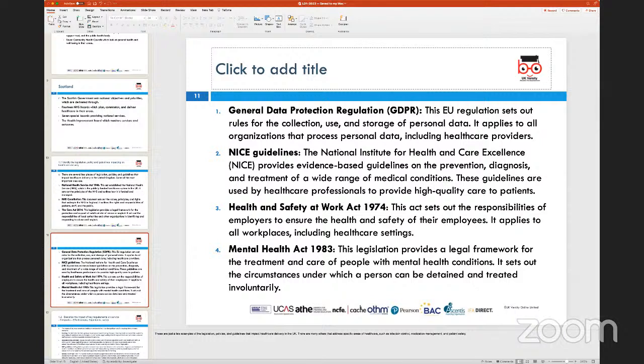Now, how many of you are aware of the key agencies that we look at within the UK, specifically, when we talk about the health and social care sector in general? What agencies or regulators are you aware of? Any ideas?